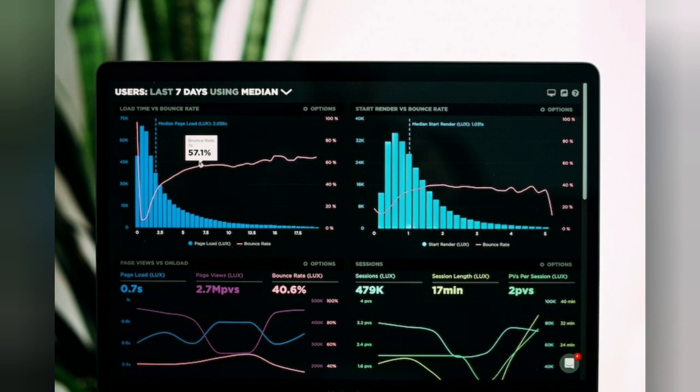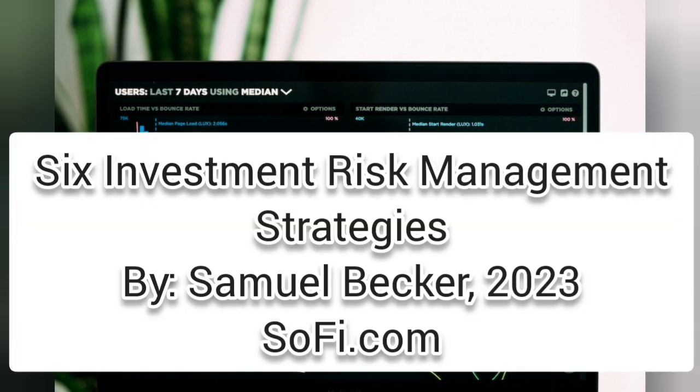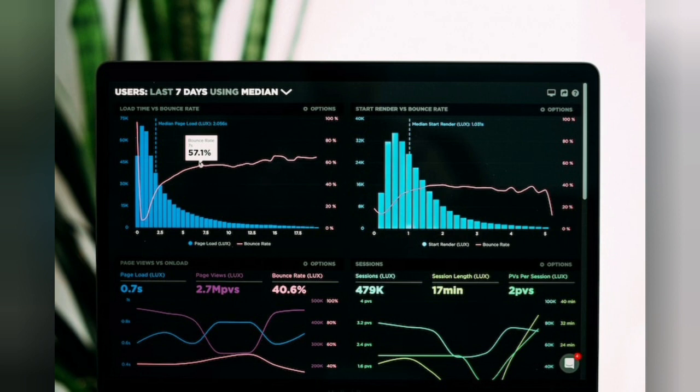At ang isa pang reference ay yung sinulat naman ni Samuel Becker na ang title ay 6 Investment Risk Management Strategies. Sinulat niya yan noong 2023 sa website ng sophie.com or Social Finance. So ang website na yun is about financial literacy. So kaya ito yung mga napili ko ng mga references sa pag-aaral natin na ito dahil sa napakaganda ng kanilang mga sinulat.